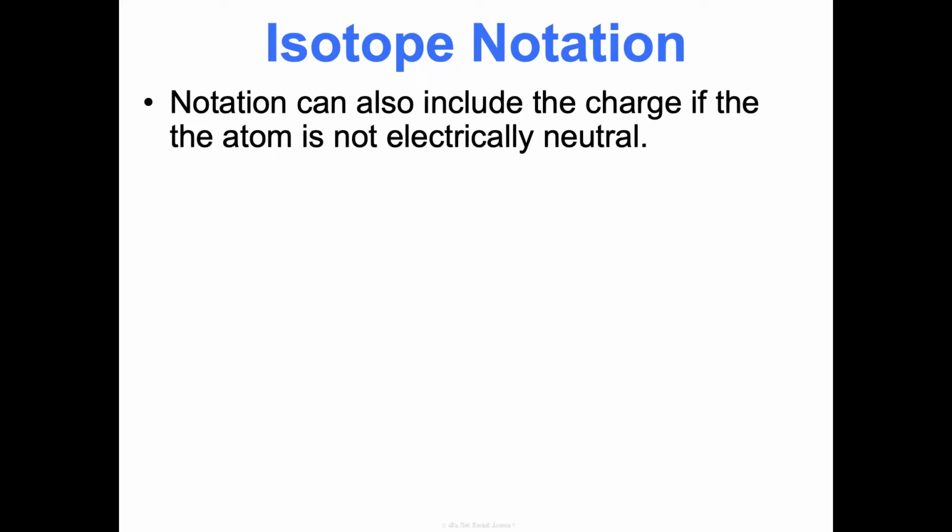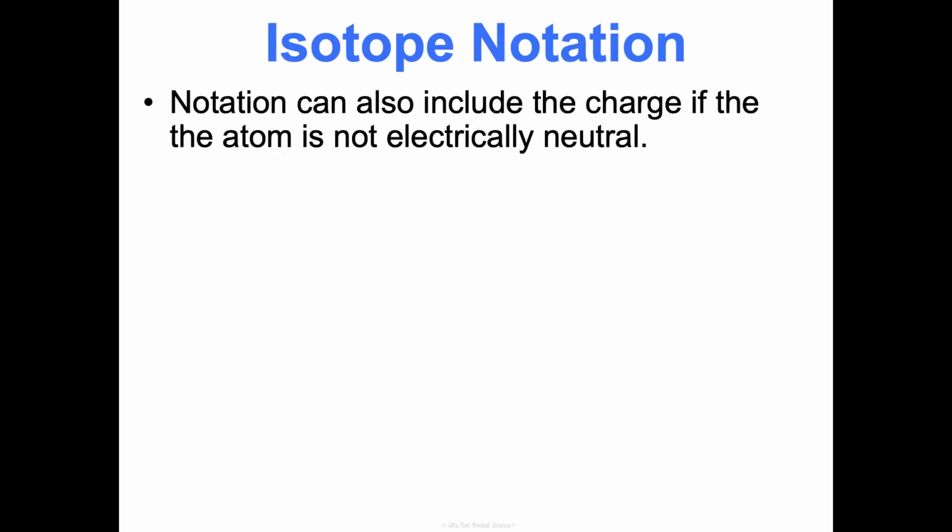Okay, now another thing about isotope notation I want to make you aware of. This is something that's going to come up way more in our next unit and really in subsequent units after that too. But I want to go ahead and introduce it because I want you to be so familiar with this, okay? And that's that this notation can also include the charge if the atom is not electrically neutral. So electrically neutral means that the atom has no charge to it. So that means that the protons equal the number of electrons, because the number of positive particles has to equal the number of negative particles for the overall charge to be zero, to be neutral.